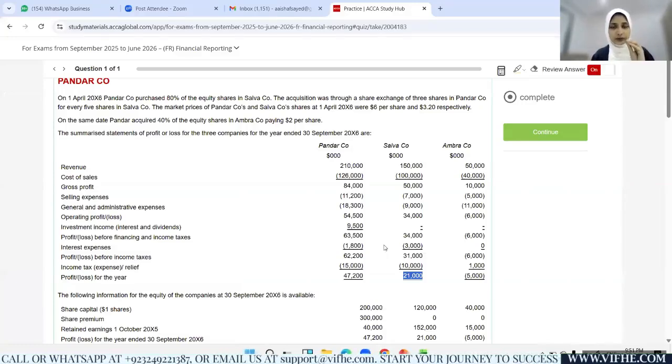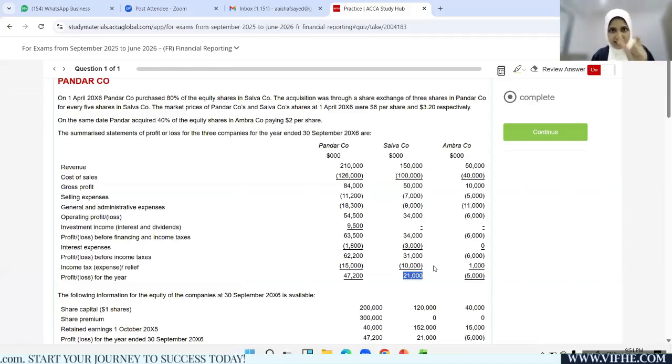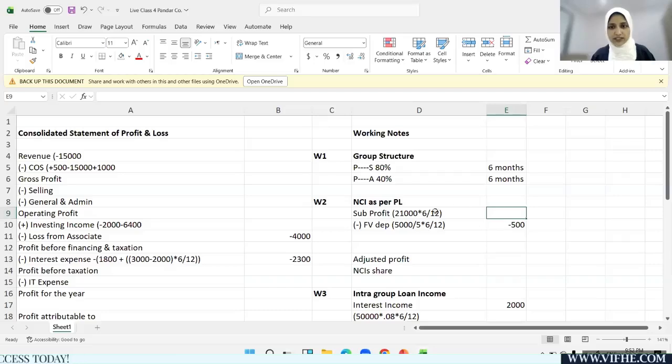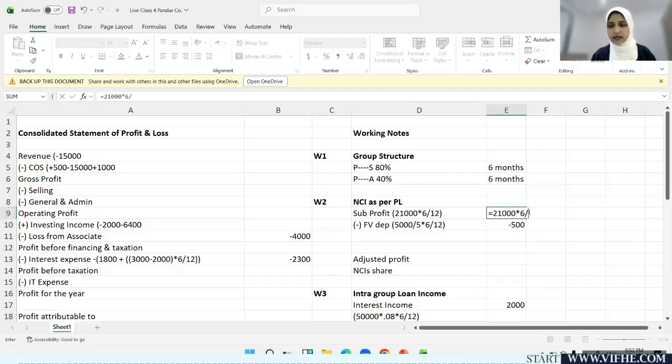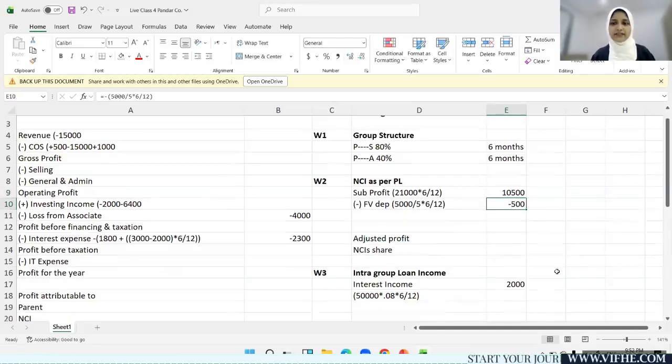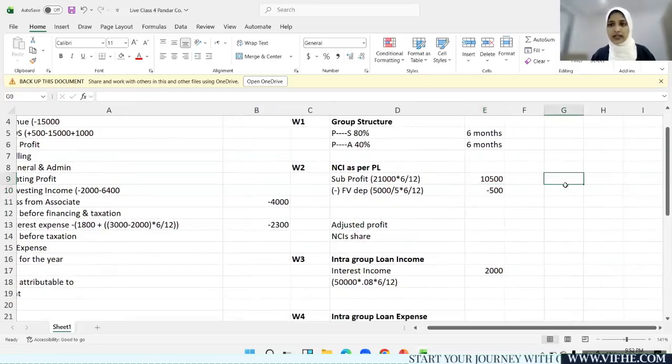There is an intra-group loan which was specifically taken after getting acquired by Salva. It was taken after getting acquired, so that 2 million expense pertains to the last 6 months and has nothing to do with the first 6 months. If I do an even distribution of 21 million into 6 by 12, I get 10,500. But it's not correct.